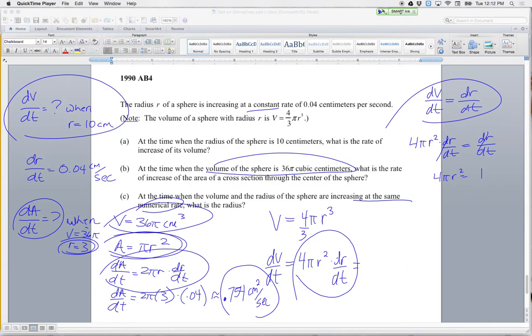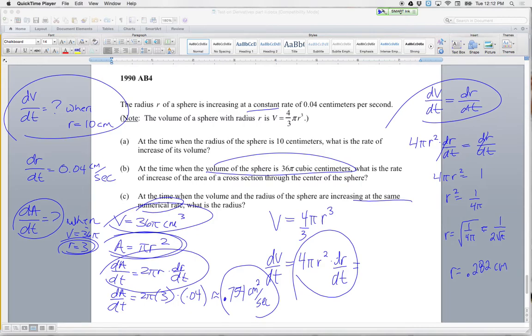Watch what happens. You're going to get r squared is equal to 1 over 4 pi. You take the square root of both sides. You get r is equal to the square root of 1 over 4 pi, or sorry, I didn't do that right. It'd be the square root of 1 over 4 pi, or 1 over 2 root pi. And I don't care how you do it, but you will get 0.282 centimeters. There we get 0.282.